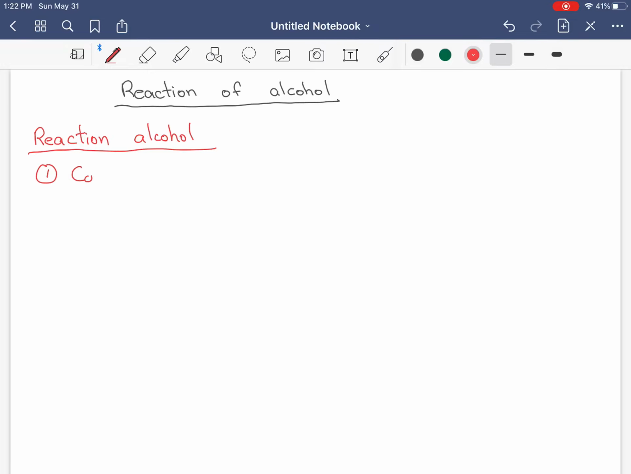Reaction number 1, combustion. We've seen this before, where you react an alcohol, like methanol here, with oxygen gas. What you're going to get, of course, is carbon dioxide and water. Alcohol being combustible is not something that you don't already know, so let's move on to something you don't know. This reaction is called elimination.